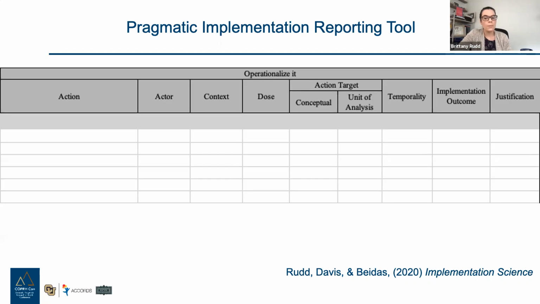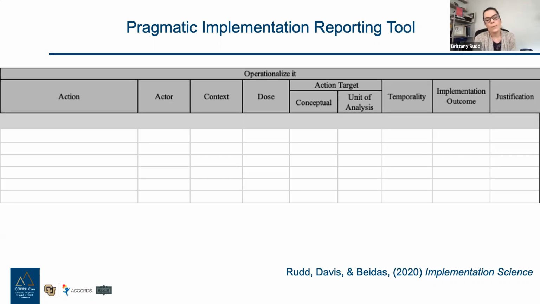Then temporality: when in the implementation process does this happen? Again, you can consider using implementation process models. EPIS, as an example, has process explicitly as part of the framework. So there's exploration, preparation, implementation, and sustainment. Is this implementation strategy happening during preparation, implementation, or sustainment?